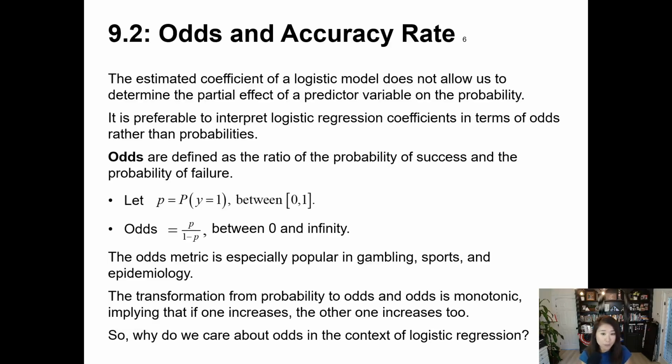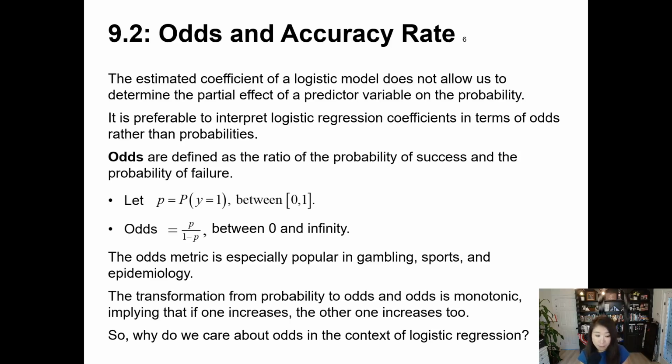The estimated coefficient of the logistic regression model does not allow us to determine the partial effect of the predictor variable on the probability. It is preferable to interpret the logistic regression coefficient in terms of the odds rather than probability. The odds is formed with the numerator being the probability of the outcome you label as 1 divided by the probability of the outcome you label as 0. In the previous spam email example, spam equals 1 and not spam equals 0. Therefore, the odds is the probability of spam divided by the probability of not spam. That's going to become my odds.